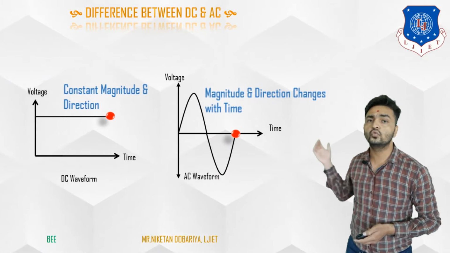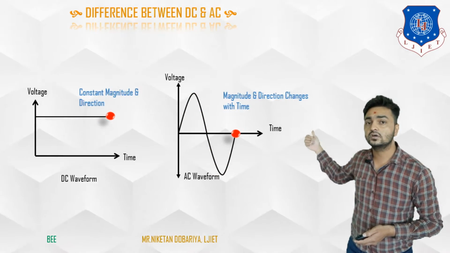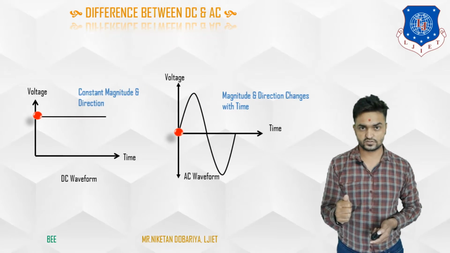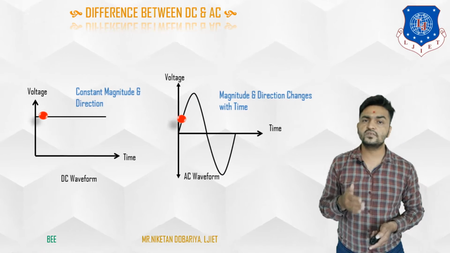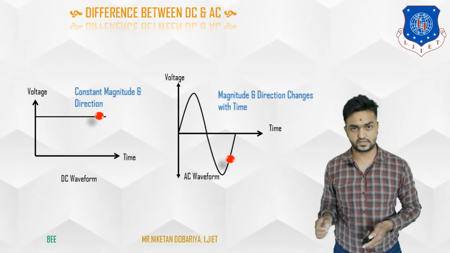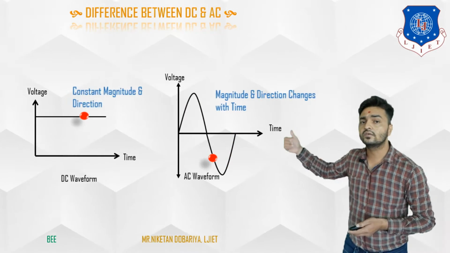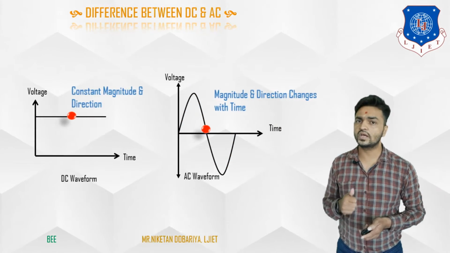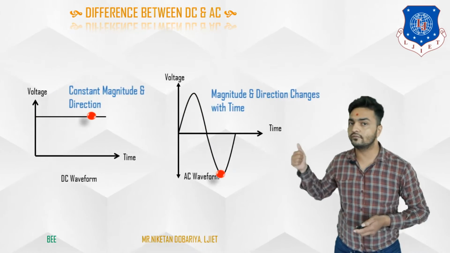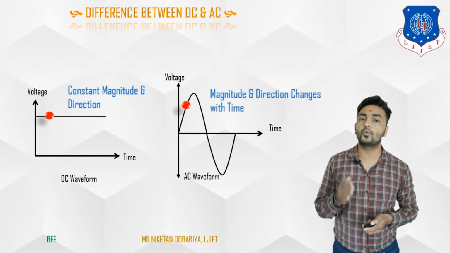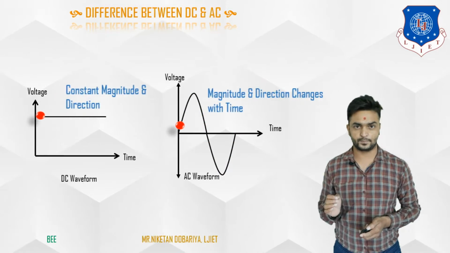Here we have two waveforms. One is of DC voltage and the next one is of AC voltage. So first of all, what is DC? In our previous chapter, chapter number 1, DC circuits, we had already discussed what is DC. Here in our first diagram, we can observe that in DC, the magnitude of the given voltage as well as its polarity is constant with reference to time.